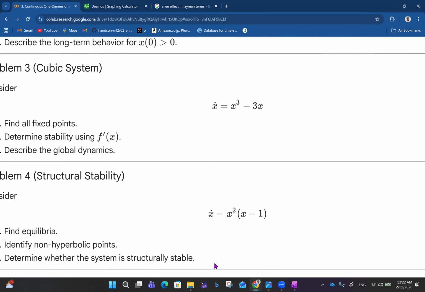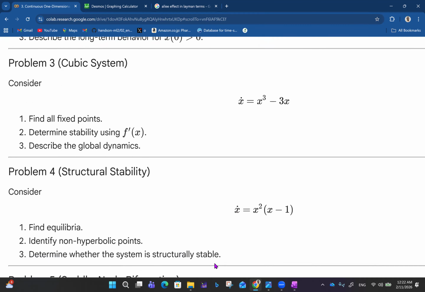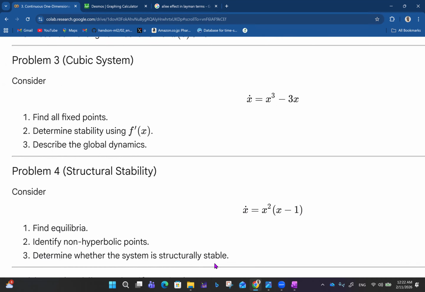Now, 3 and 4, we have a cubic system. Again, x dot is x cubed minus 3x. Find out fixed points, just equate to 0. So you have x times (x squared minus 3). So you're going to find all that and determine the stability using f prime of x and describe the global dynamics. You can determine that. Structural stability, you can also do the same for this.